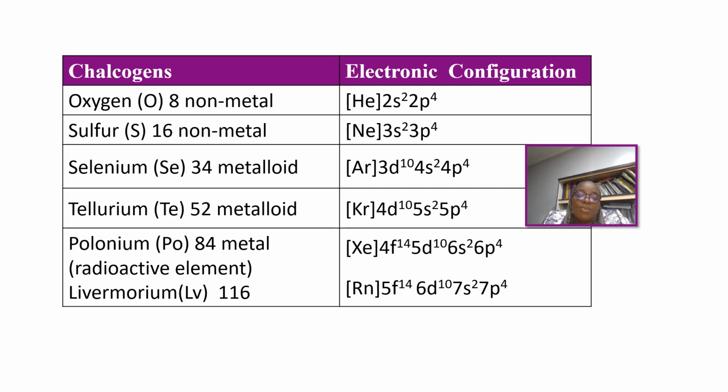And then there is a predicted element called livermorium, atomic number 116, electronic configuration of radon 5f14 6d10 7s2 7p4. One thing you observe in this group is that they have the general formula ns2 np4.